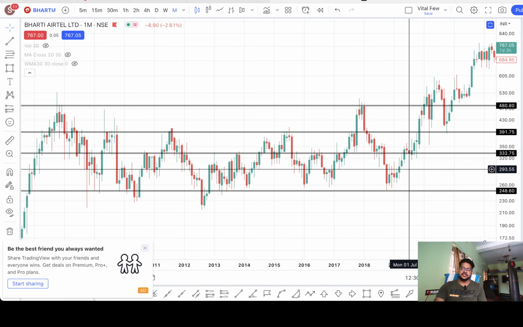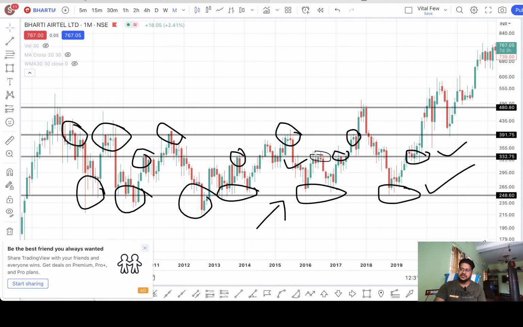So you can, let's start from this side. You can see the touches here. Again nicely the price was pushed back from here, then again here once again, and one more here also, and finally it acted as support here. So this is also a valid one.